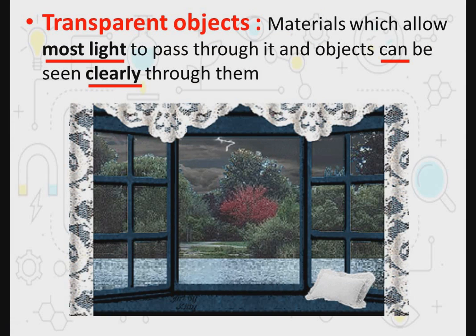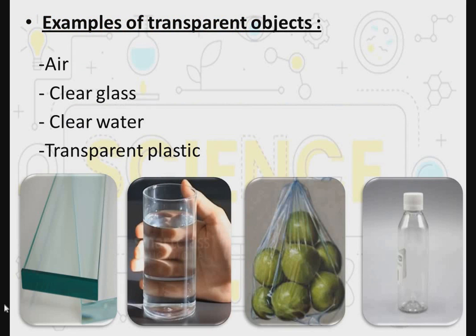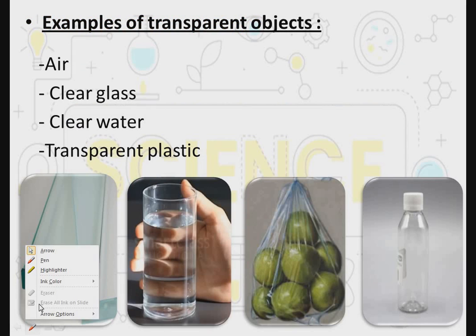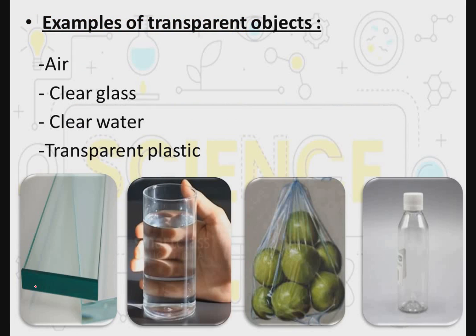So what is the definition of transparent objects? They are materials which allow most light to pass through, and objects can be seen clearly through them. Examples of transparent objects: air, clear glass, clear water, and transparent plastic.